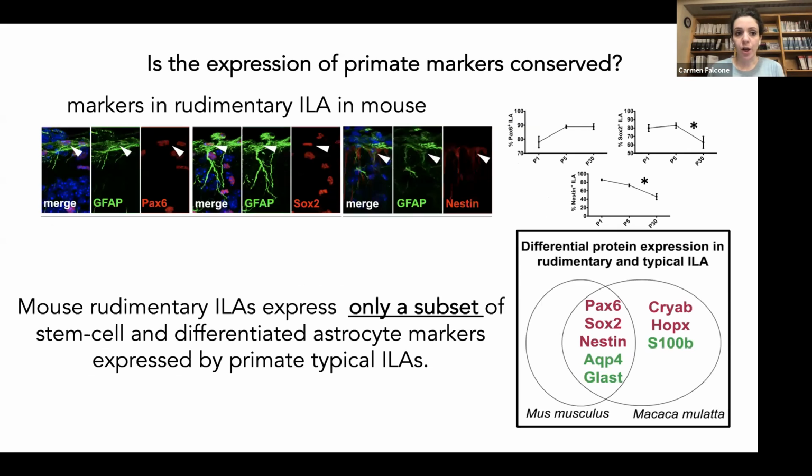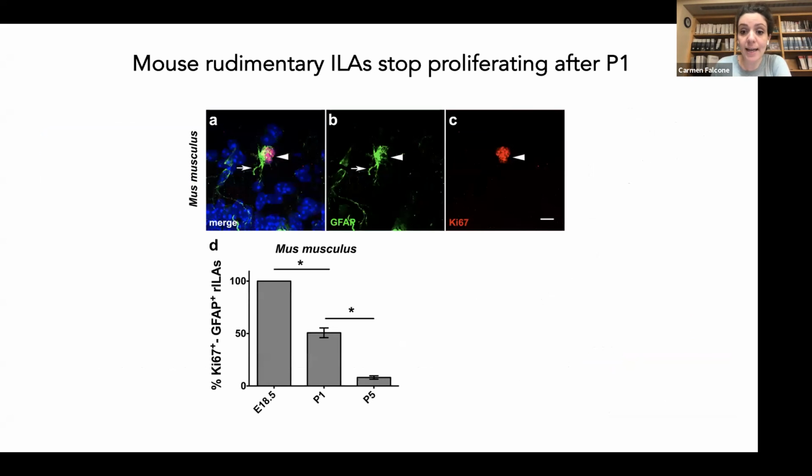And we also compared the expression of the markers that we studied in the macaque. And we saw that they express only a subset of stem cell and differentiated astrocyte markers. So they do express PAX6, SOX2, and nestin, but they do not express CREB, HOPX, and S100 beta. So the take-home message from this is that the primate interlaminar astrocytes also have a typical expression of some proteins that are not expressed in the rudimentary interlaminar astrocytes in mouse. And finally, they do proliferate for a while too, but they do not proliferate after postnatal day 5.